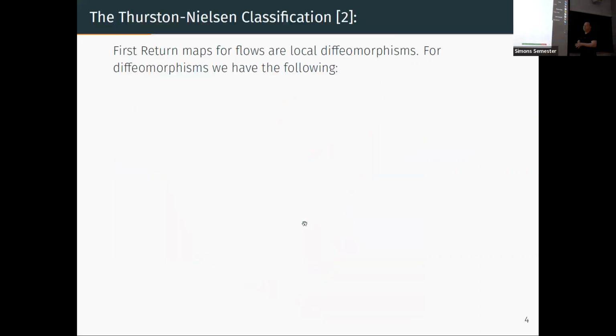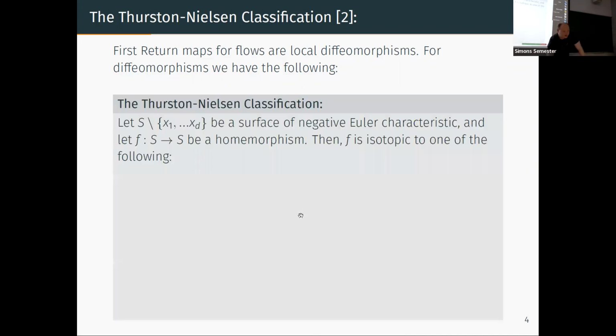One way to study the dynamics of three-dimensional flows is to reduce them to the study of a discrete two-dimensional dynamical system by the first return map. A first return map is a local diffeomorphism wherever it is defined. Therefore, before attempting to answer the question of dynamical complexity for flows, let's recall what the theory of topological dynamics for homeomorphisms and diffeomorphisms has to say. And that is, as we've heard yesterday and today, the Thurston-Nielsen classification.